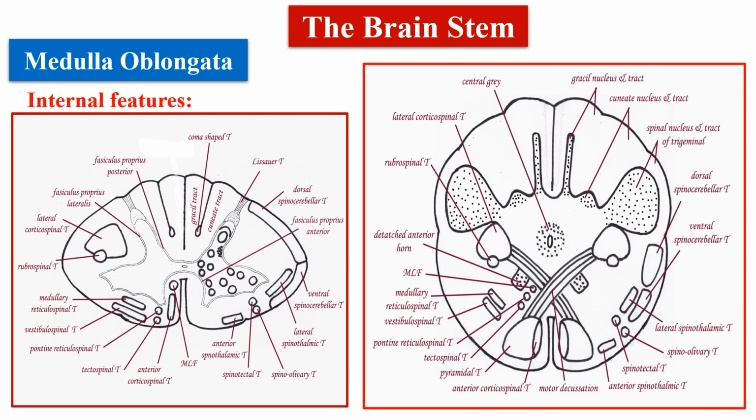What about the medulla oblongata? You must know the external and internal features. What about the internal features? How can I differentiate between the medulla oblongata and the cervical segment of the spinal cord? Let's see.